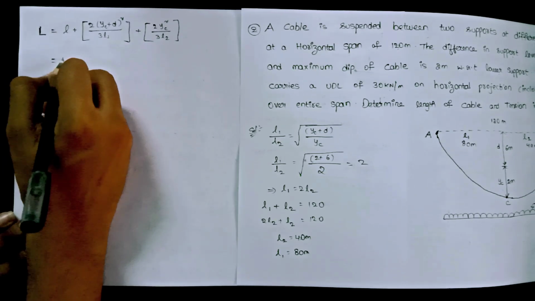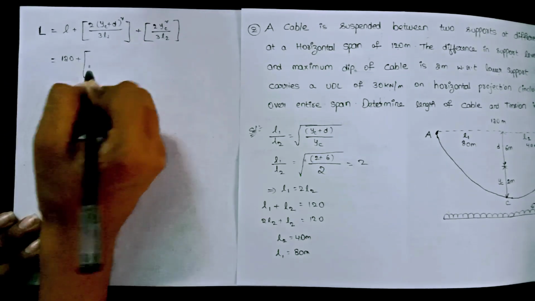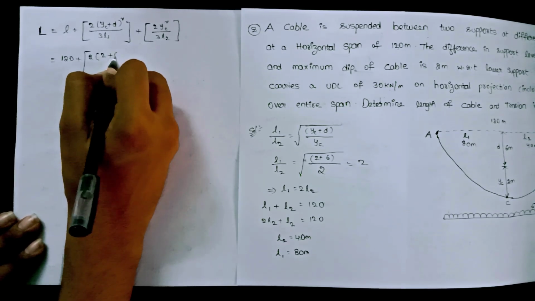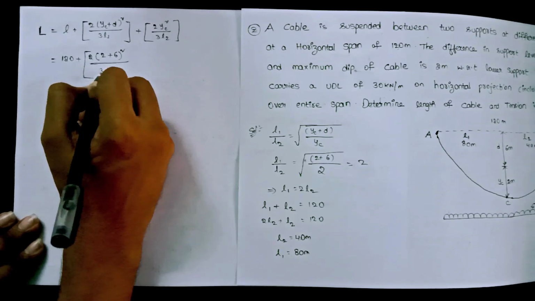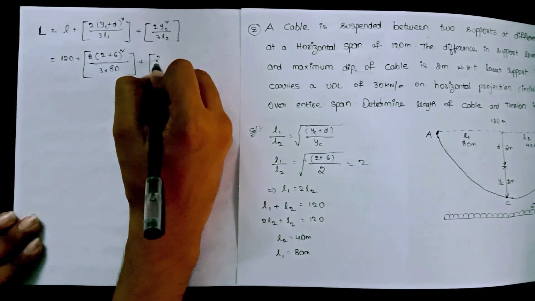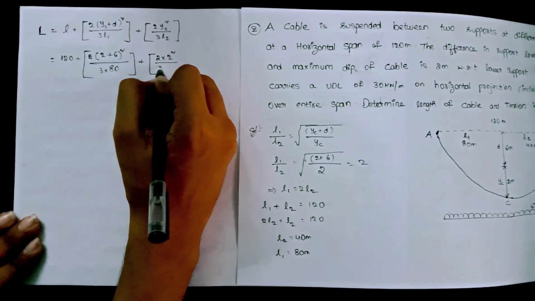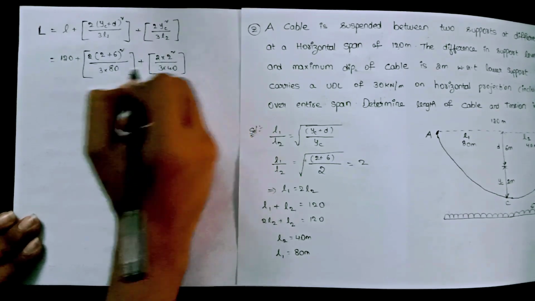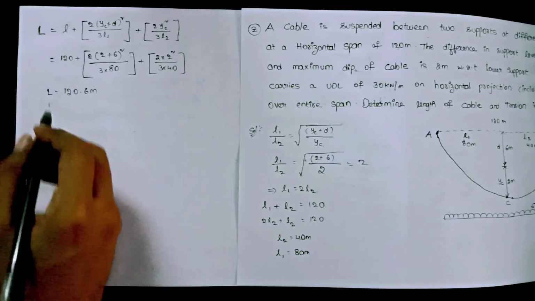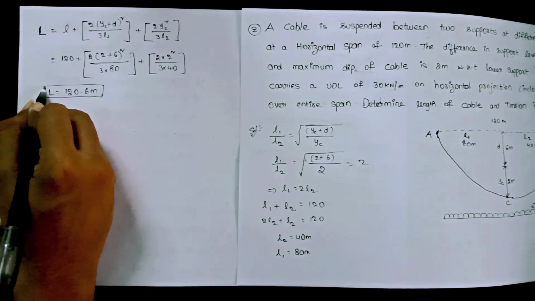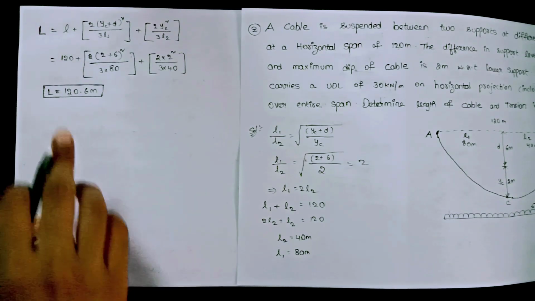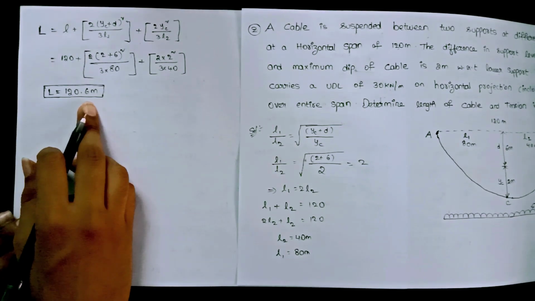Now small l is 120 meters, given in the question. 2 into (yc plus d): yc is the dip, 2 meters, plus the difference in supports, 6 meters, divided by 3 into l1, which is 80 meters, as we have just calculated, plus 2 into yc, again 2 meters, divided by 3 into l2, which is 40 meters. On simplifying, you will get L equal to 120.6 meters. This is the length of the cable in the question. This is the first question, to calculate the length of the cable, and we have calculated it as 120.6 meters.